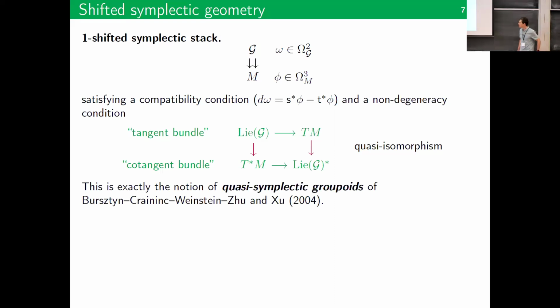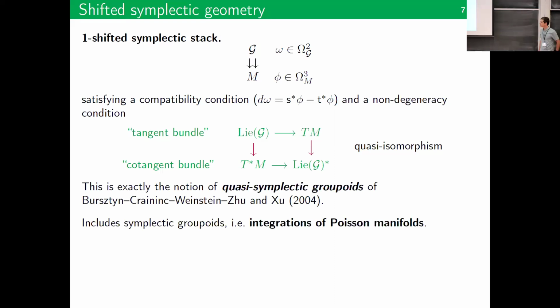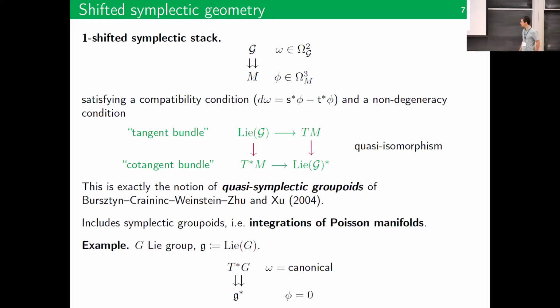decade earlier by Bursztyn, Crainic, Weinstein, and Zhu in 2004, which includes the theory of symplectic groupoids, which are integrations of Poisson manifolds. I'll come back to this, but just like a Lie algebra integrates to a Lie group, a Poisson manifold integrates to something which is a symplectic groupoid, so a groupoid with a symplectic form, which is a special case of these one-shifted symplectic stacks. And quasi-symplectic groupoids are integrations of Dirac manifolds, okay, which is still a bit more general.